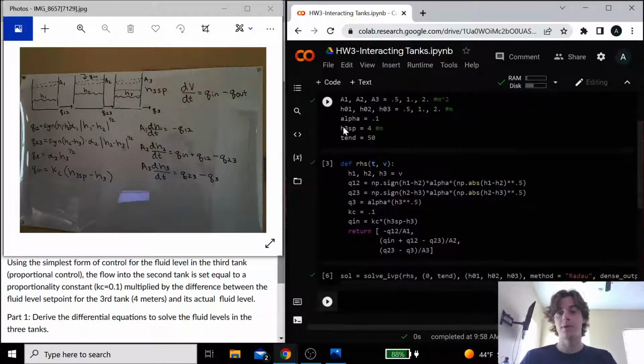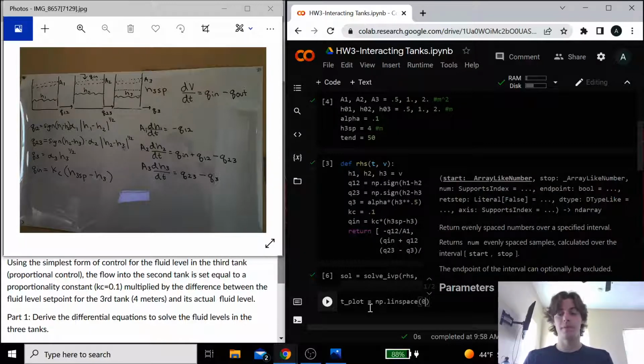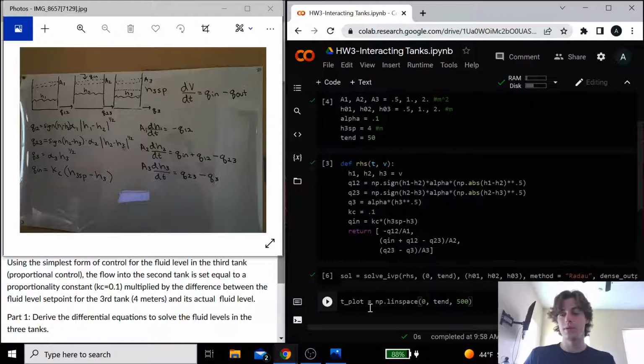So now we're ready to graph these. I'm going to start by creating a time for plotting purposes using linspace, and it will be from 0 to our end time for our simulation. I'll go by about 500 points, and then we will define the heights. So these will just be our solution evaluated at our times that we're going to plot.